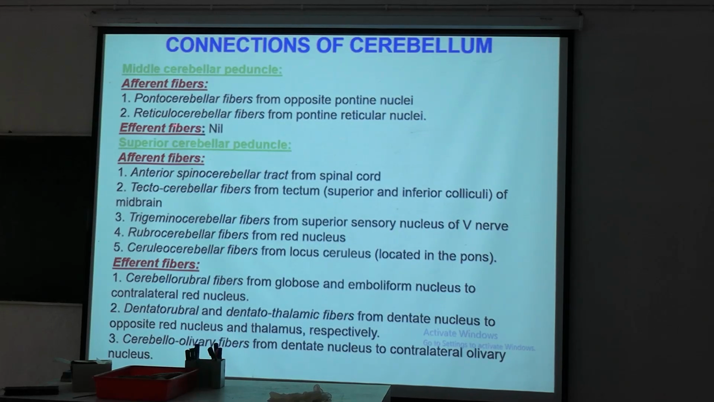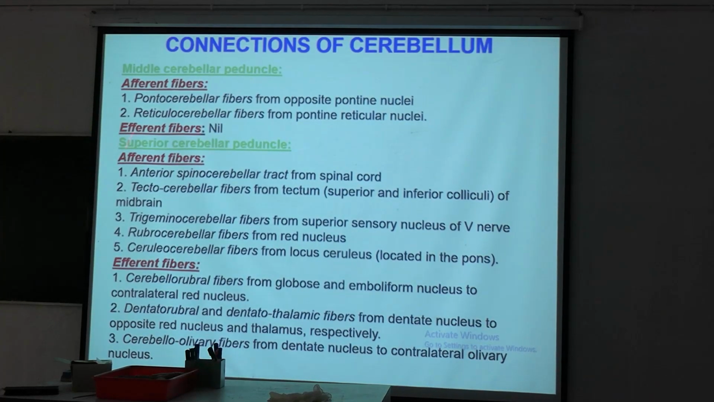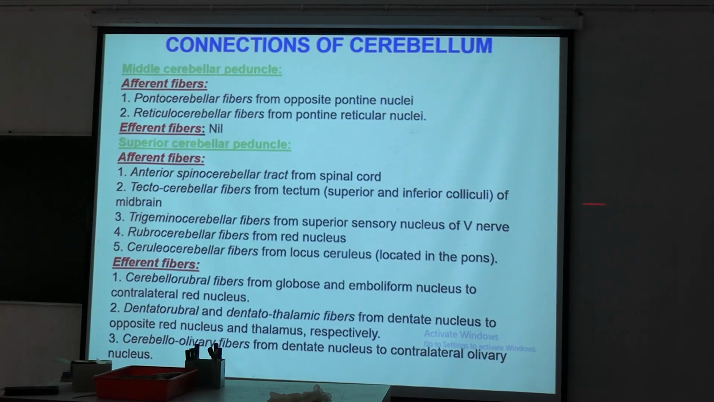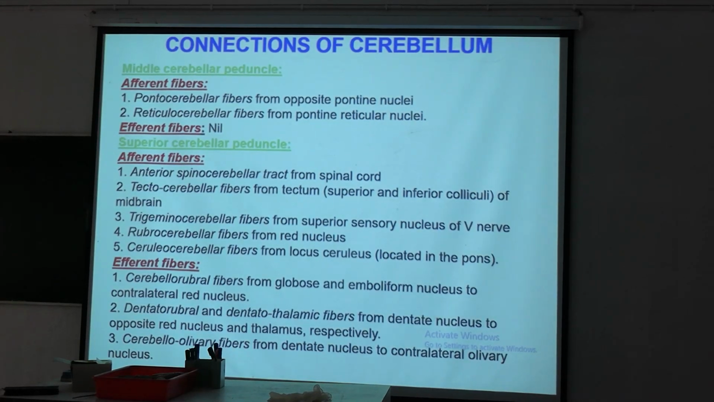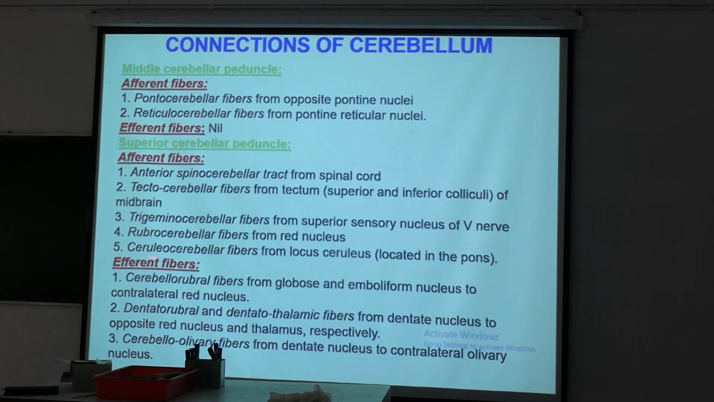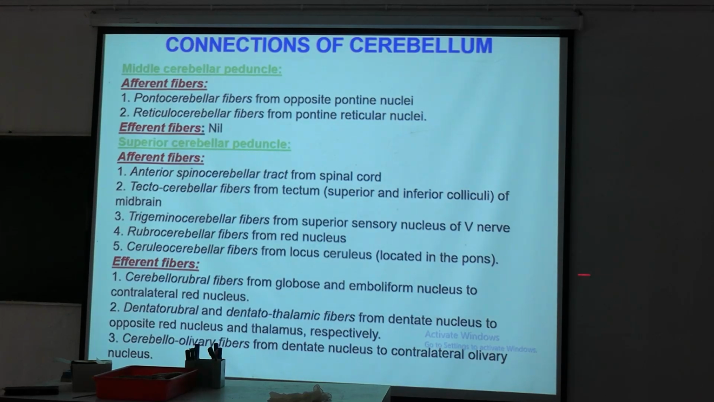Next is the superior cerebellar peduncle. The superior one has afferent fiber and efferent fiber. Afferents are the anterior spinocerebellar tract from spinal cord, tectocerebellar from the tectum, that is superior and inferior colliculus of the midbrain, trigeminocerebellar fiber from superior sensory nucleus of trigeminal nerve, rubrocerebellar fiber from red nucleus, and cerulocerebellar fibers from locus coeruleus located in the pons.